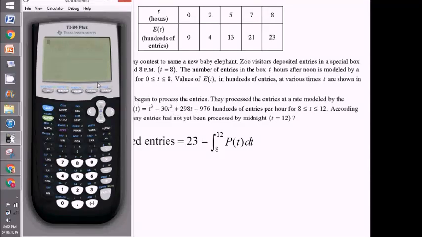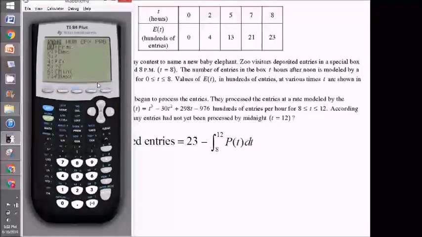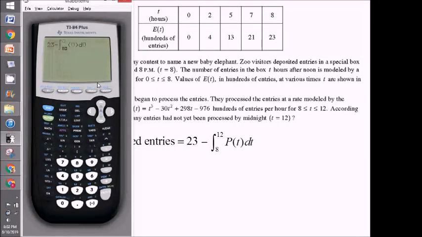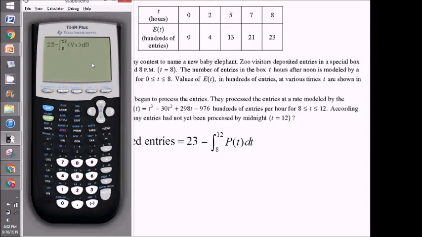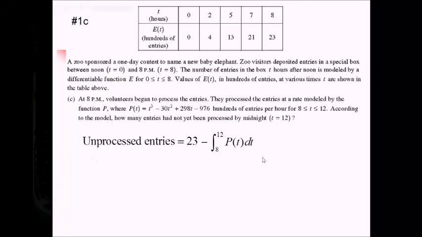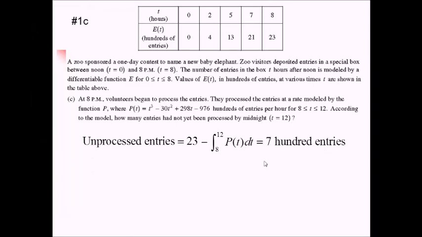So quitting out of that screen now, I've got 23 minus math 9 to get my integral, and I'm going from 8 to 12, and now my p function I put in y equals, so I'm going to do alpha trace to pull up my y equals menu. I'm just going to put y1 in there. It's nice not having to write all that, and I'll do this as a dx. Enter. That comes out, wow, to exactly 7. Hey, cool. So that is 700 entries that had not yet been processed by midnight.